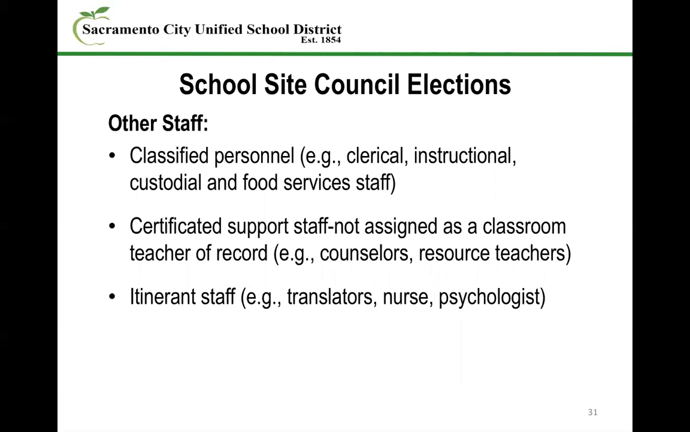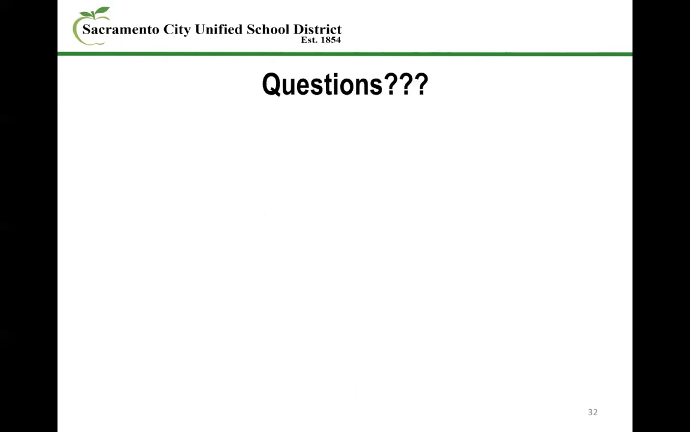The other staff that we talked about on the school site council staff side could include classified personnel, such as clerical, instructional, custodial, and food service staff, a certificated support staff member who is not assigned as a classroom teacher, for example, a counselor or a resource teacher, or itinerant staff, for example, translators, nurse, or a school psychologist. Now's the time to pause for questions.